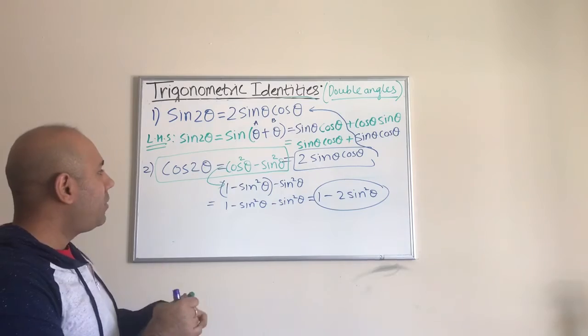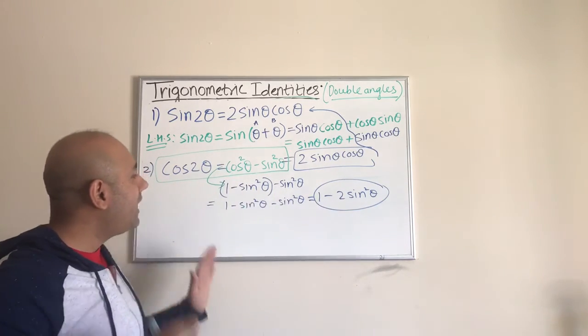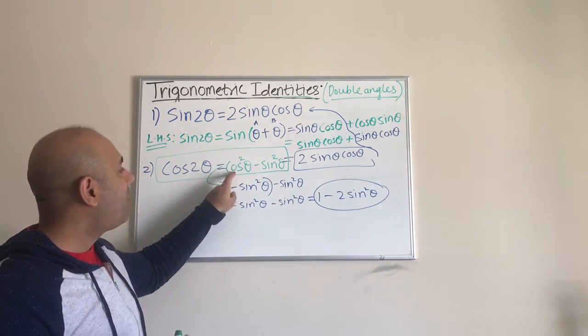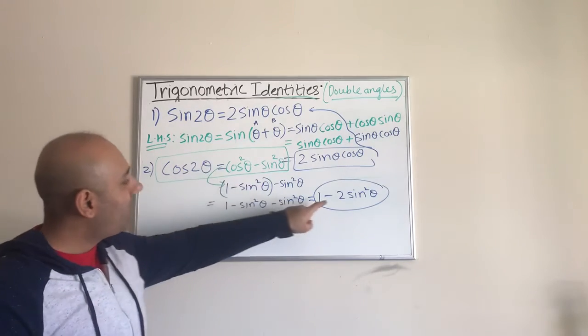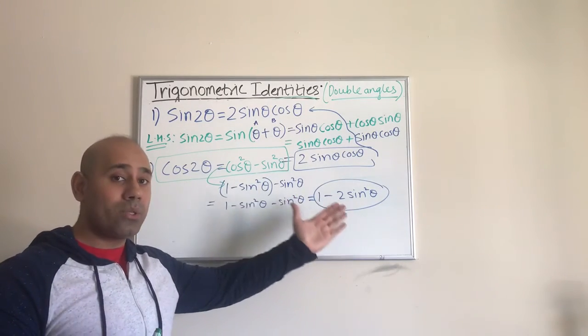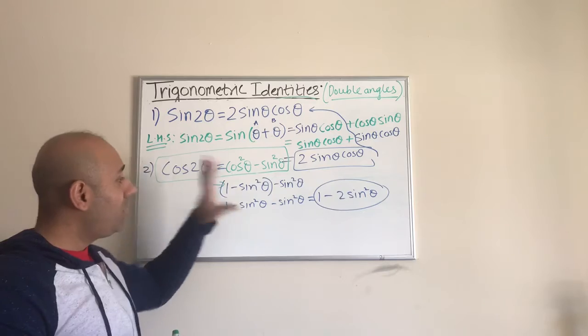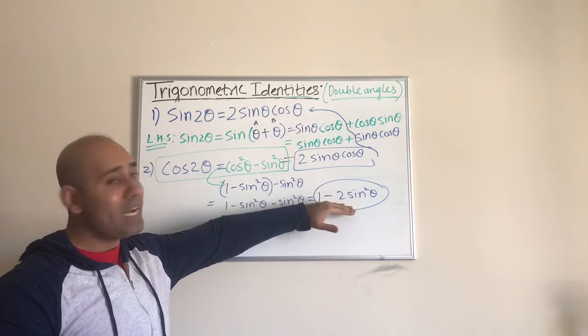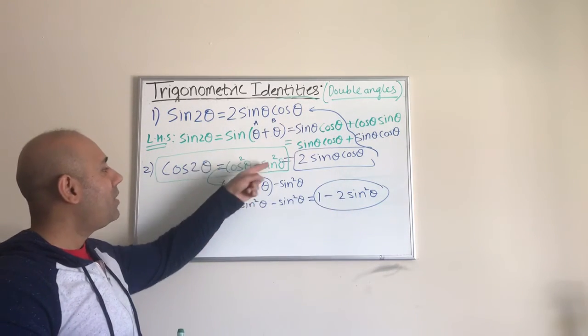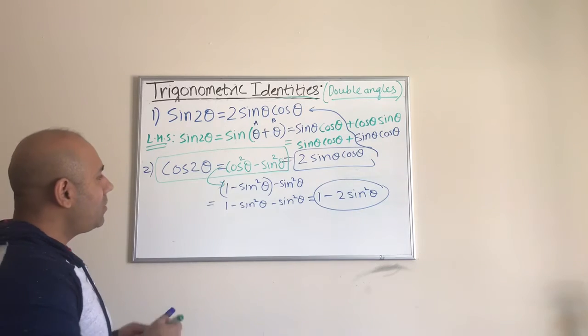Now, what is the difference between this one and this one? Guys, you can clearly see the difference. Here, we have both the cosine and the sine. But if we look at this one, it only has the sine function. So sometimes, if we want to only use the sine function, then we use this identity. If we want to use both, then we use the first one. And there's a third one as well.